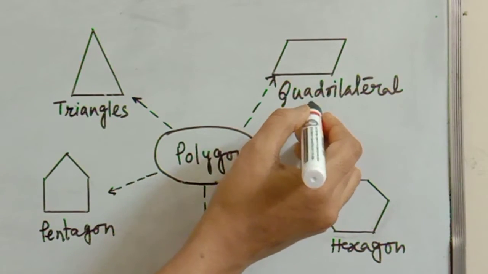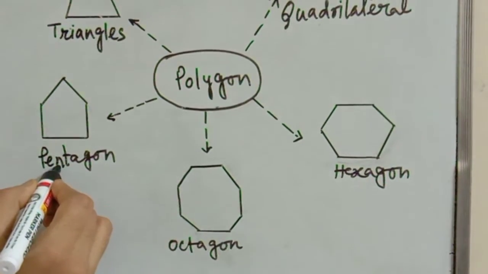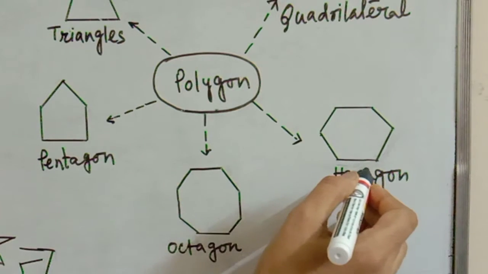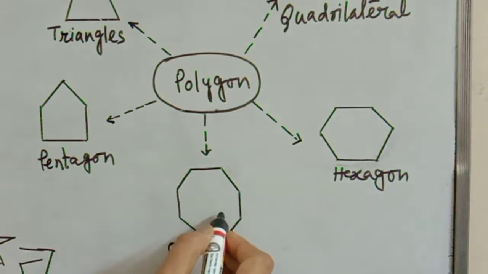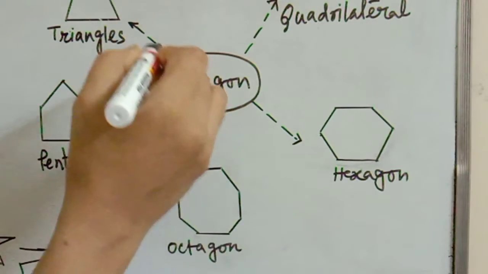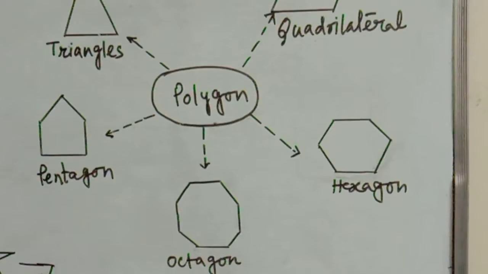Four-sided polygon is known as quadrilateral. Five-sided polygon is known as pentagon. Six-sided polygon is known as hexagon, and eight-sided polygon is known as octagon. In this way, heptagon, we can see.